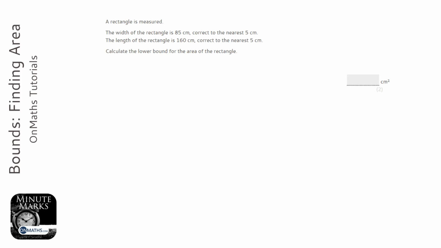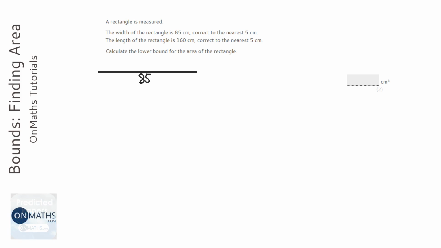Right, when working with bounds, the easiest way of answering the question or thinking it through is just to do a quick number line, put the number that's been rounded in the middle, and try and figure out what the next one down is. Well, it's to the nearest 5, so the next one down is going to be 80. Now we could do the next one up, but it's asking for the lower bound, so we're only interested in the lowest possible values.